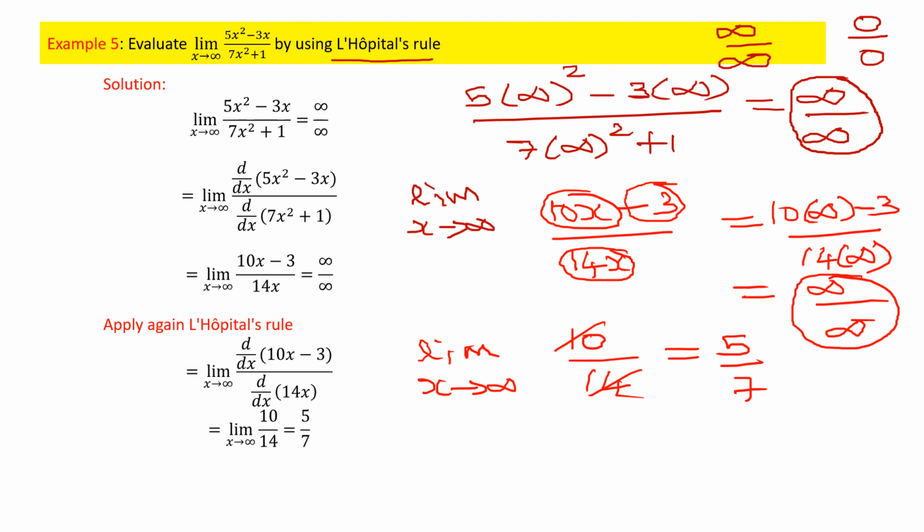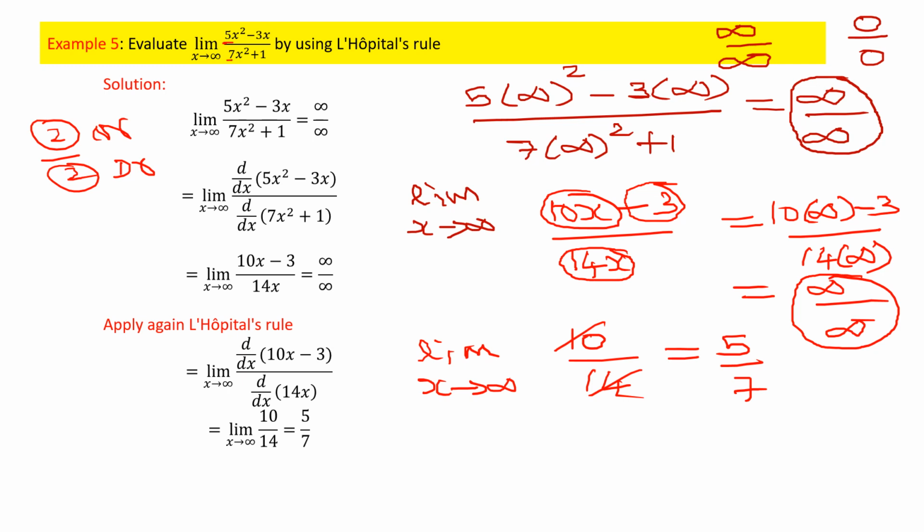If the same problem is given in the exam and they are not asking you to apply L'Hopital's rule, then you can use your previous method. In the other videos, we have learned that whenever x approaches infinity, we have to look for the highest degree in the numerator and you have to look for the highest degree in the denominator. So here the highest numerator degree is 2. What about the denominator? The denominator also, the highest degree will be 2. Okay, so the numerator and denominator both have the same degree.